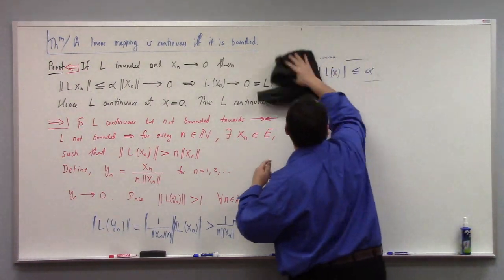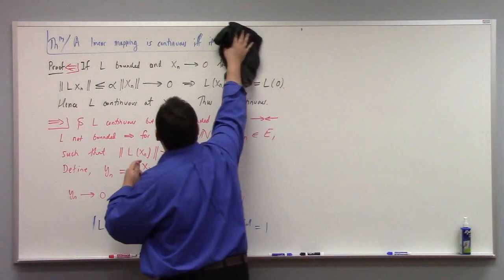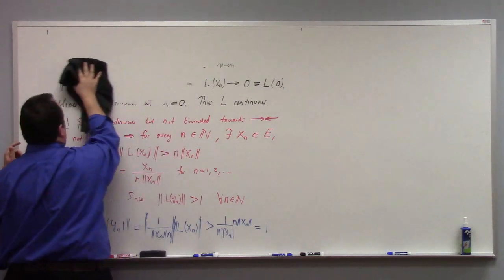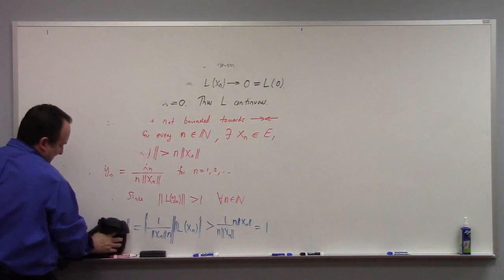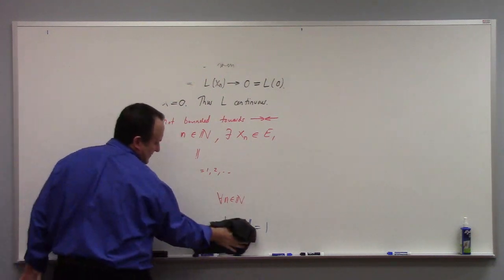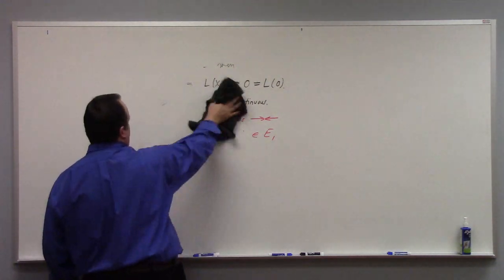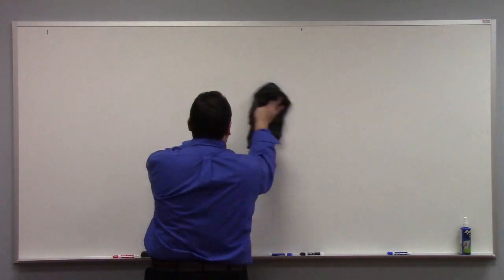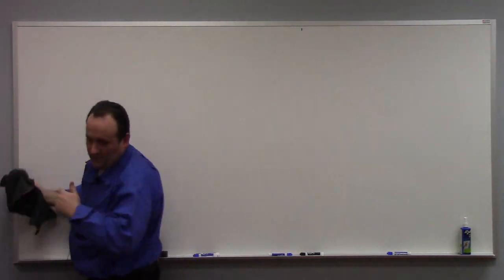So let's go on here. I probably shouldn't have erased what was on the top. You guys will remember for me, right? If it's continuous, it's bounded, and vice versa. All right, let's go on.